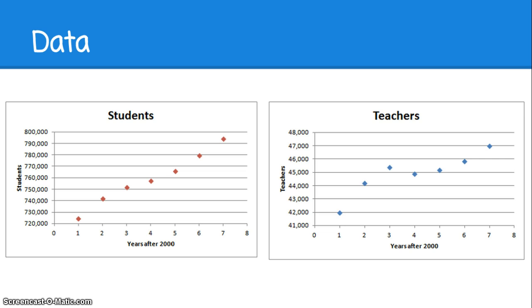These graphs represent the amount of teachers and students over the years. The students are consistently increasing, and the teachers begin to increase, then drop off in 2004. Then they begin to go back up again.